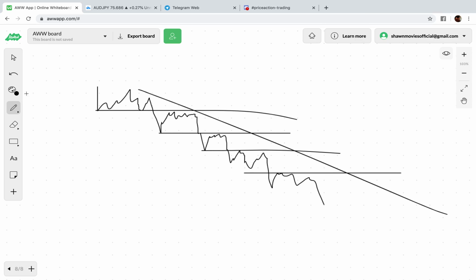And the idea is that price tends to bounce around within these levels. Okay. Now, nothing is guaranteed and price does not respect these levels perfectly.